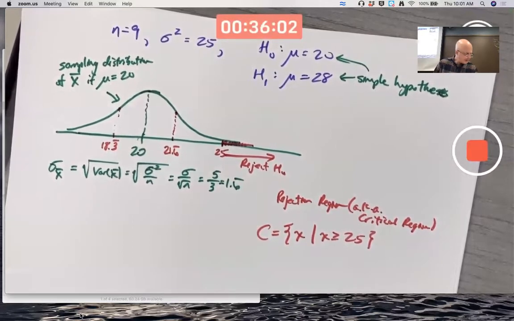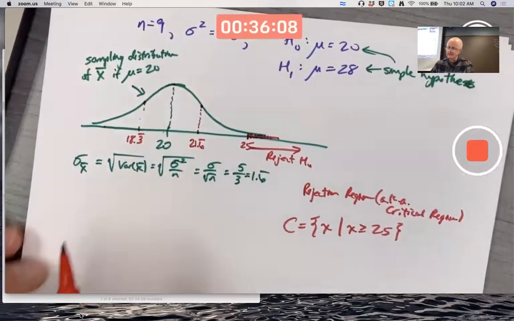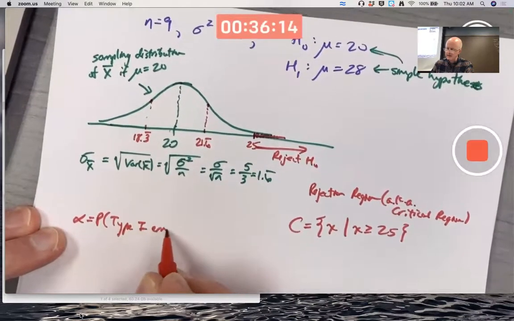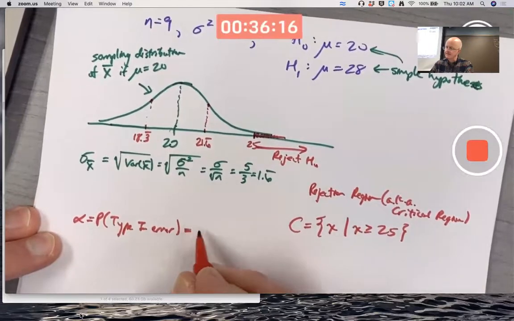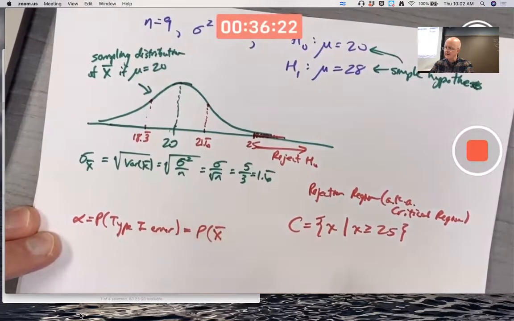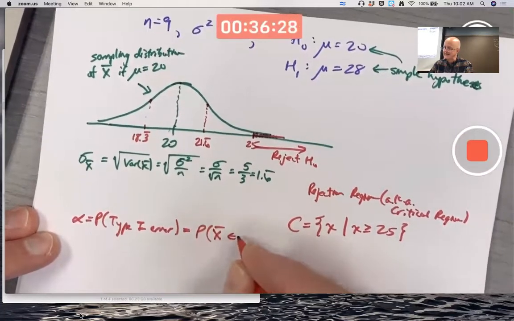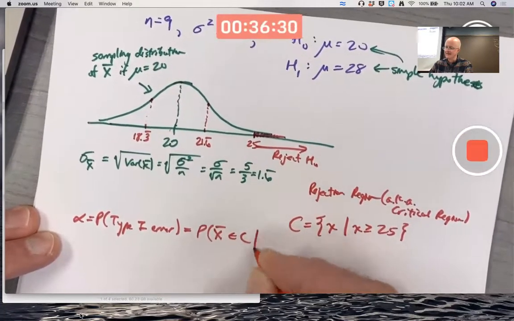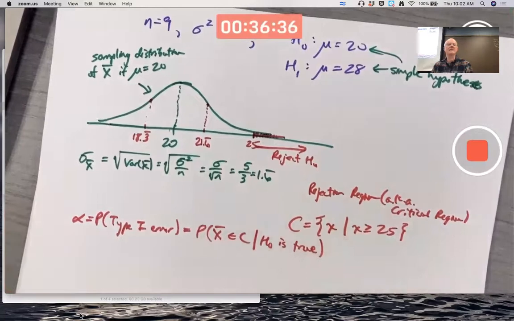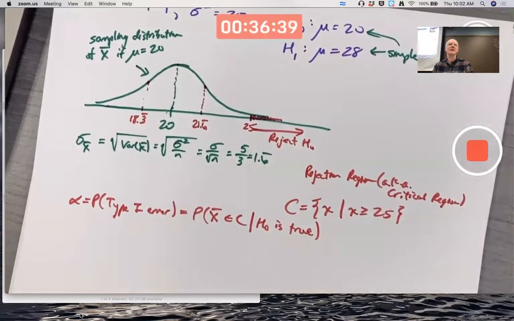Go ahead and calculate alpha where we asked for that. Yes, in part C it says find alpha. Alpha is the probability of a type 1 error. Again, it's also called the level of significance. It's the probability that you're in the rejection region. You could write that as x bar is greater than or equal to 25. You could also write it as x bar is an element of C. That would be another way you could write that probability. Why am I doing that? Because sometimes the Neyman-Pearson lemma is written that way.